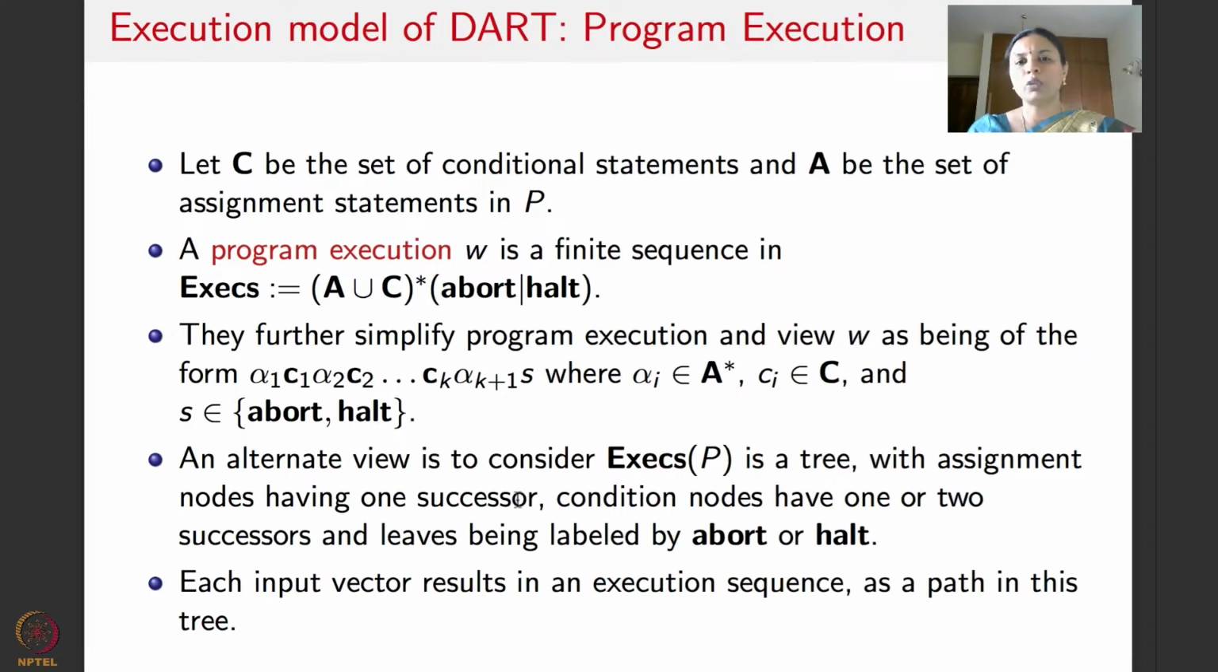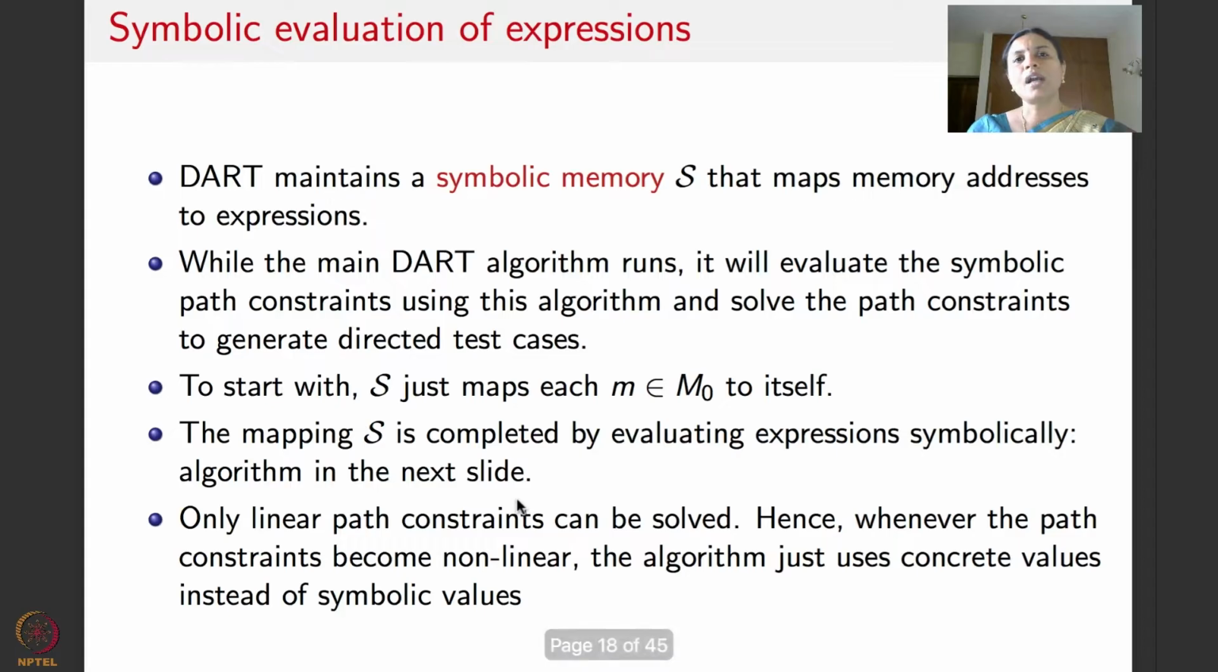Assignment nodes will have only one successor because there is an immediate next statement, and that is only one. Conditional nodes will have a branch out based on whether the condition is true or false, and leaves will all be labeled by abort or halt. So now we will see how DART symbolically evaluates the expression.